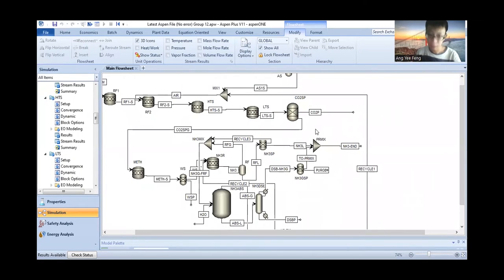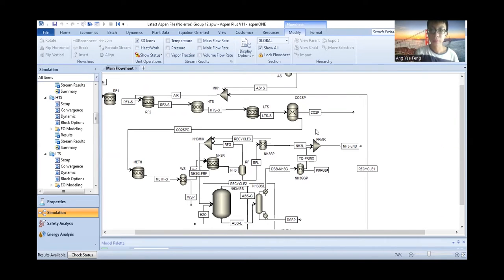Moving on to the other sections. The remaining sections are the carbon dioxide removal section, the ammonia production section, and the recycling section. In the carbon dioxide removal section, there are the HTS, LTS, and CO2 separator. The purpose of this section is to convert as much CO as possible to CO2, since the existence of CO will affect the reaction in the ammonia synthesis reactor.